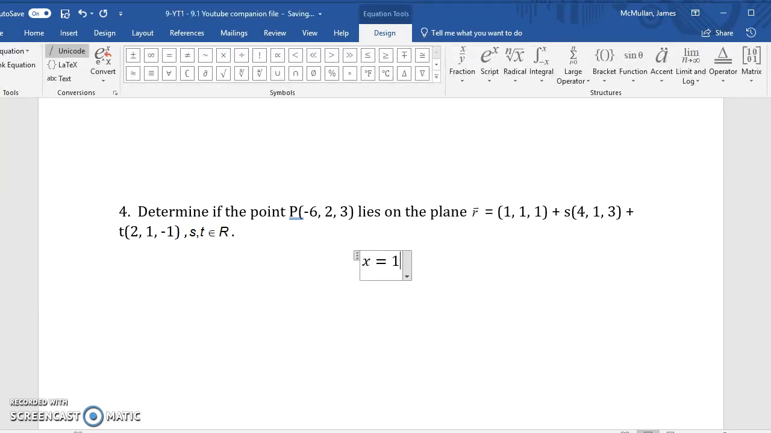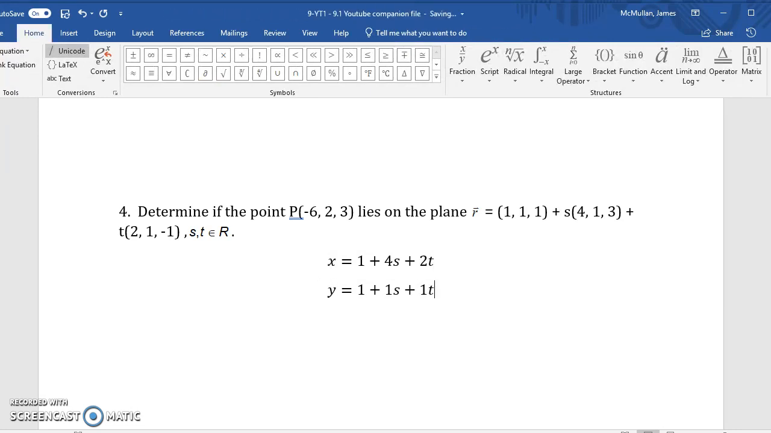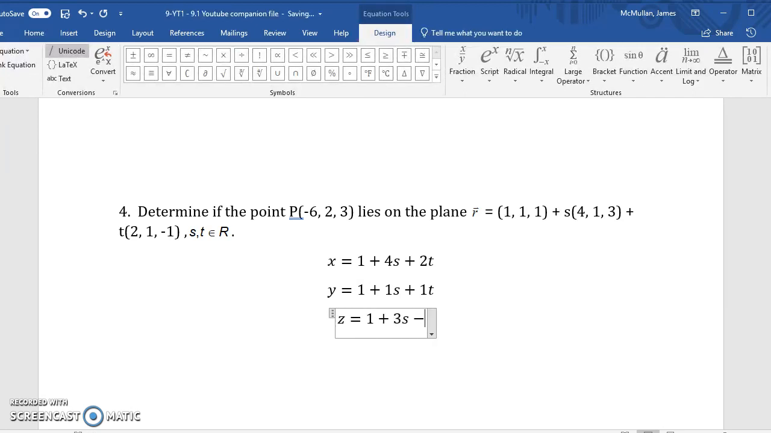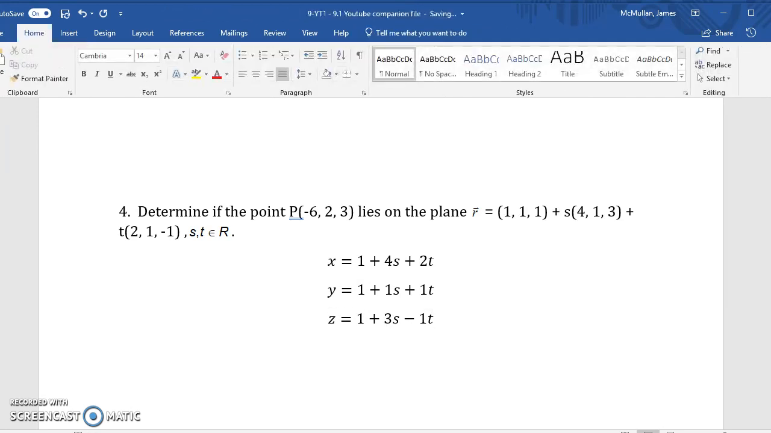Let's get the parametric equations for our plane. 4s plus 2t would be 4x, right? For y, I start at 1. I have 1s and 1t. And for z, I have 1 plus 3s minus 1t. Okay? To check if a point is on a plane, what I need to do is set up a system of equations and check if I can get a consistent pair of s and t parameters.